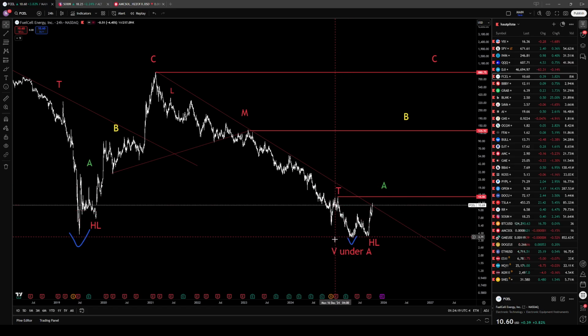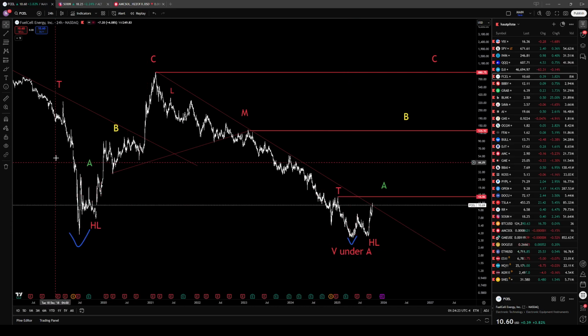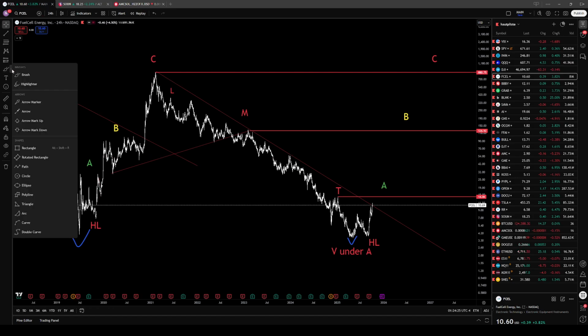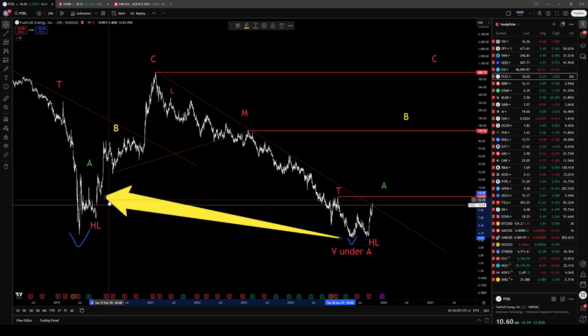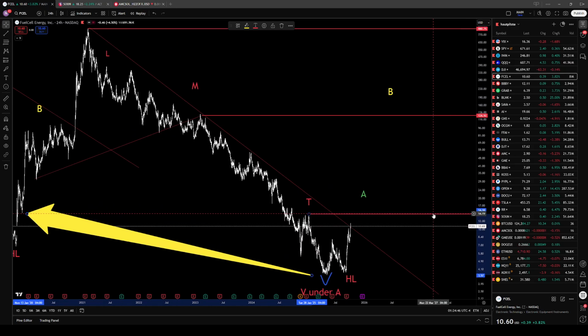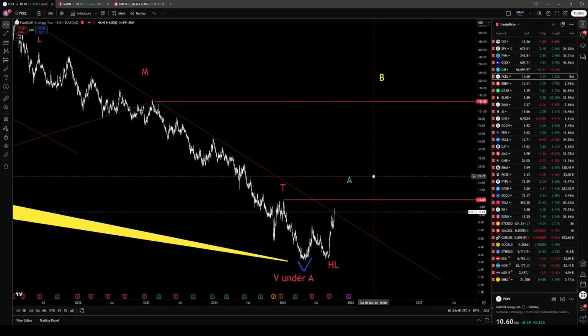Then you have your V under A. So you fall under, we'll mark that so you can see it. You fall under the low of the previous A. Then you did your high low. And then you're going to A. You broke out of this perfect trend line. And now you're on the way to A.